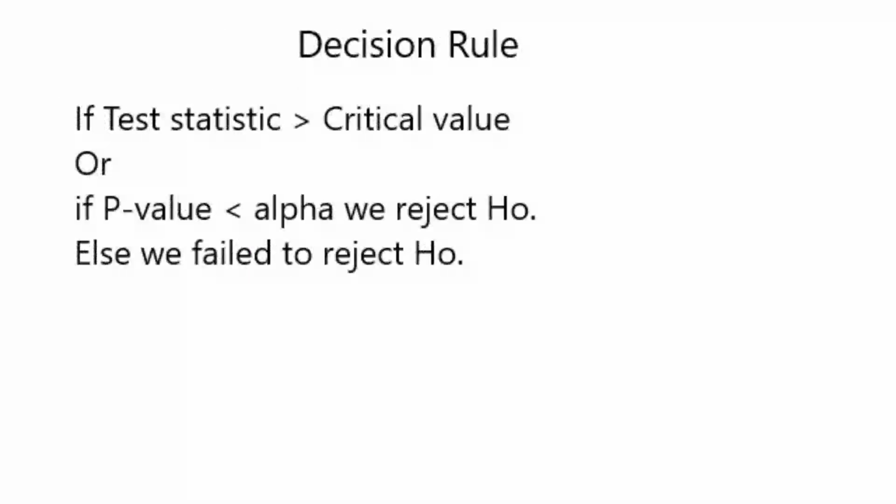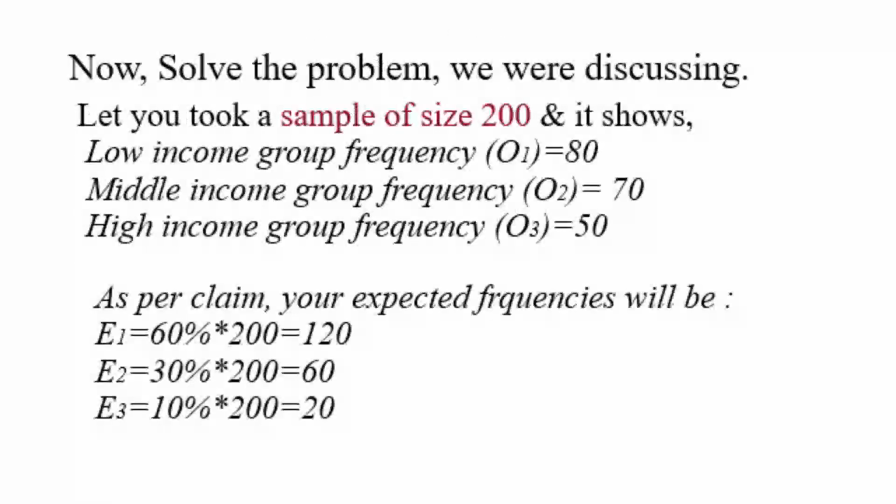Decision rule: if the test statistic is greater than the critical value, or if the p-value is less than alpha, we reject the null hypothesis. Else we fail to reject the null. Now let's solve the problem that we were discussing.